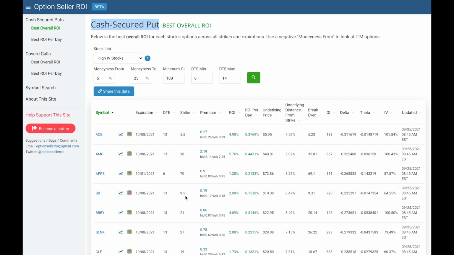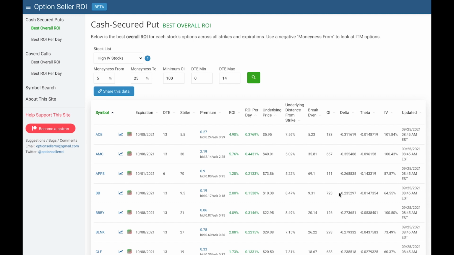We're on the cash secured put page, and we're going to be receiving 19 cents per share, or $19 per contract. And if you wanted to calculate the return on investment, you would take $19 divided by the $950 of collateral that you would have to put up for this trade, and you could see that the return on investment is 2%. Divide that by 13 days until expiration, and you get 0.1538% ROI per day. Some other things that you can see here: you can see your break even. You can also see the open interest. So there's a lot of open interest on this particular contract.